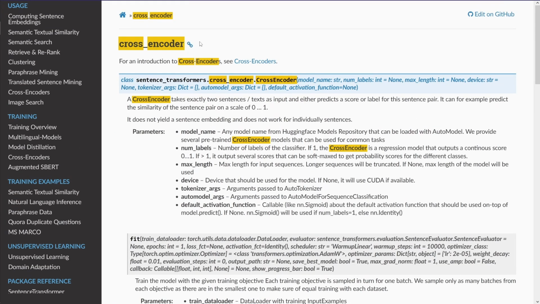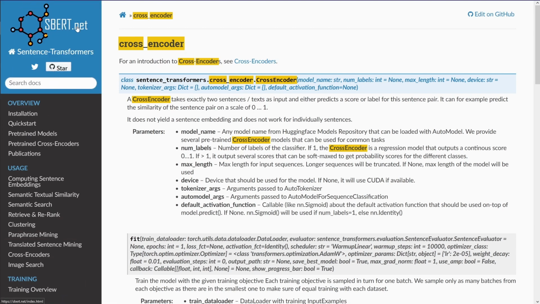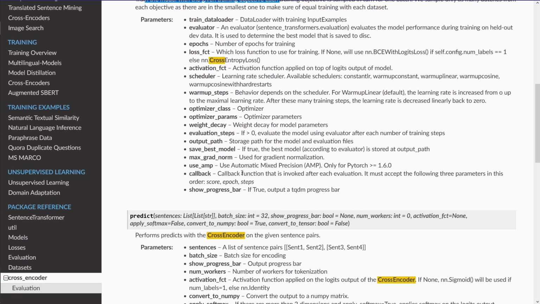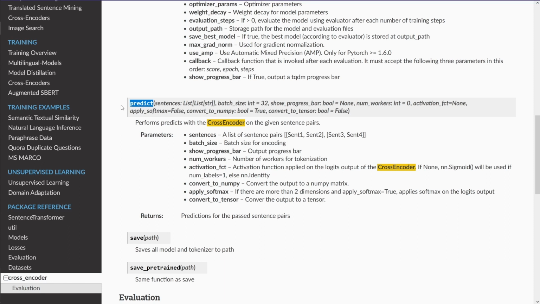Now, the beautiful thing here is that a cross-encoder is a class. Within SBERT.net, we have the API of a specific class, the sentence transformer cross-encoder class. And what it does, you're not going to believe it, it takes two sentences as an input, and it either predicts a score or a label for the sentence pair. So it could be the similarity or whatever you like. It has a fit command that trains the model with a specific training objective, and it has a predict option.